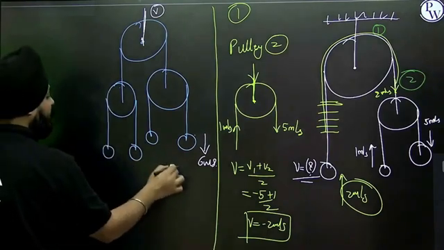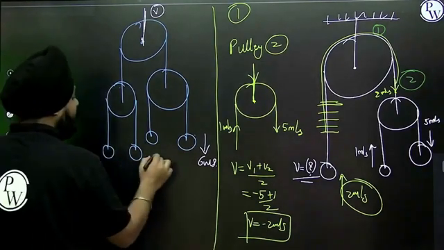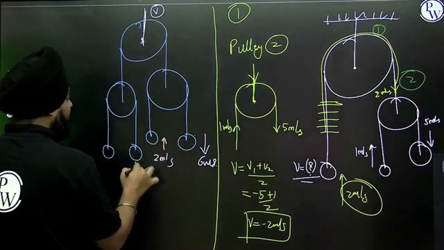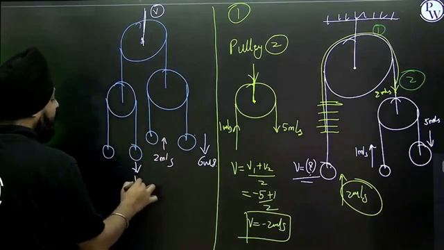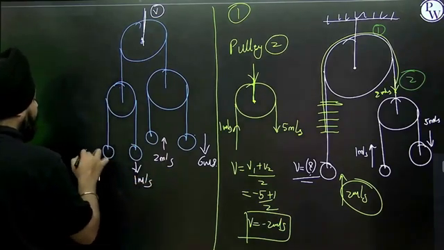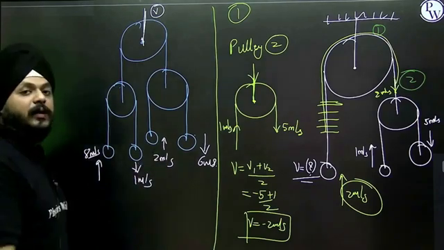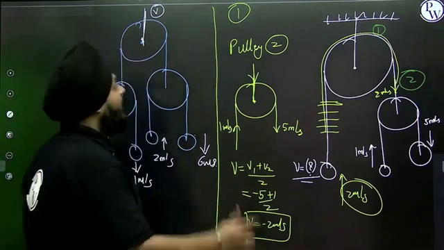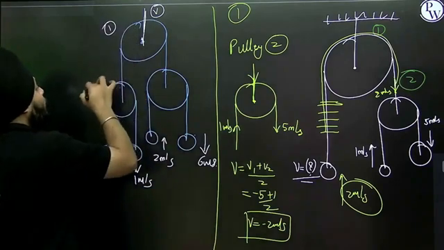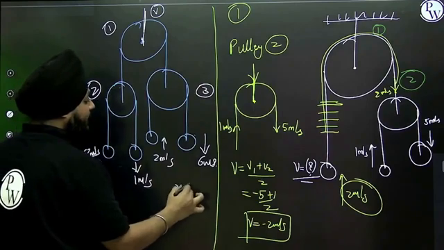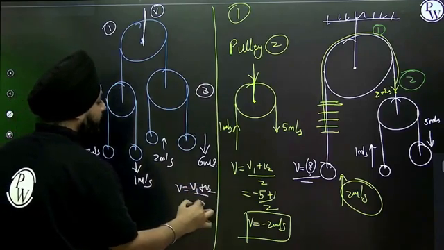I'm releasing it, right? Okay, this is 2 meter per second upwards, right? This is 1 meter per second, right? And this is 8 meter per second upwards, right? This is the situation given. Now 3 pulleys are there, 1, 2 and 3. For pulley 3, can I write directly the equation V is equal to (V1 plus V2) whole divided by 2?